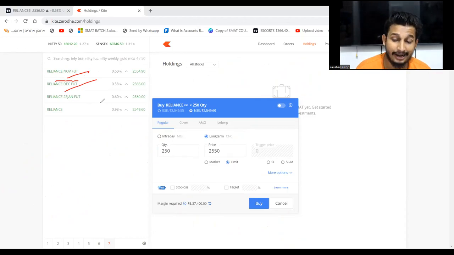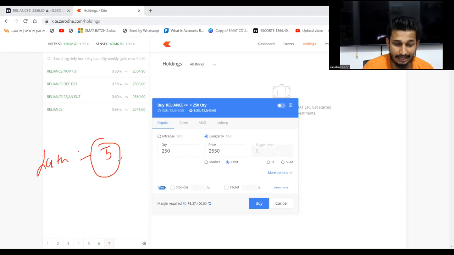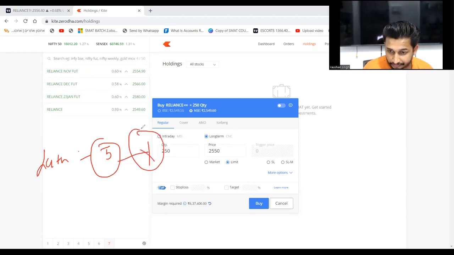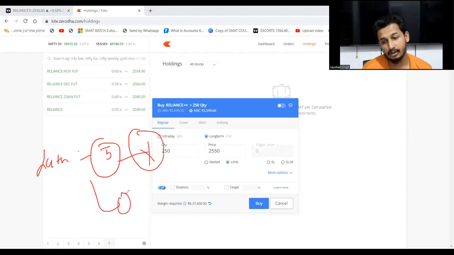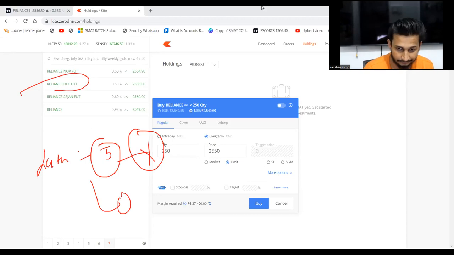But in any case, till that day, if you are not in profit, then you will have to exit. So let's say you are in loss on the last Thursday of November. You have just one option: book this loss and enter into the next month, which can be your December futures. That you can do manually. The process has to be done manually. Okay, this point is clear.